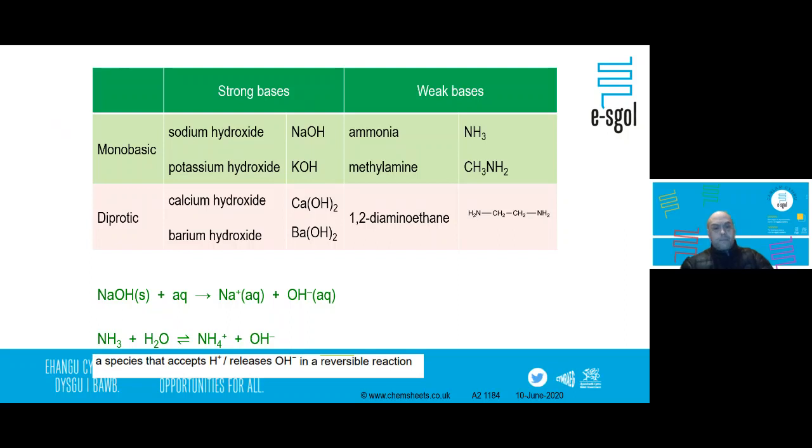And that is a question that comes up occasionally and always catches people out. It's the question that says, describe a weak base. People don't have a problem with weak acids. They can say it partially dissociates. But make sure you've got a good definition of a weak base, because it sometimes is asked for. Either of those will do: a species that accepts H plus, or a species that releases OH minus, in a reversible reaction, as we can see here.